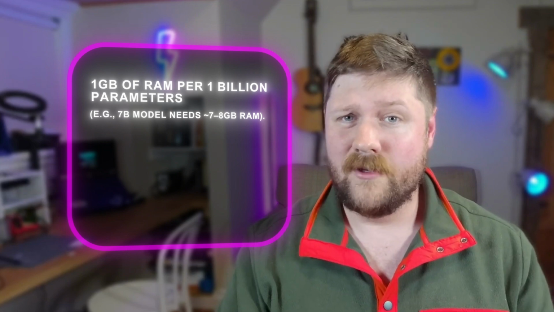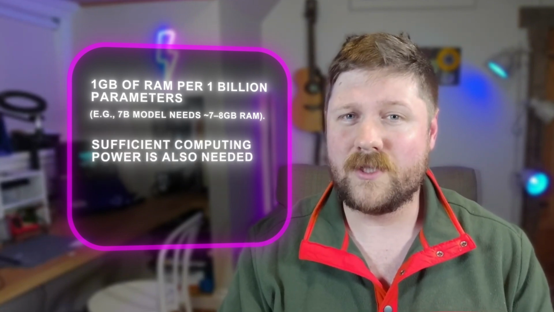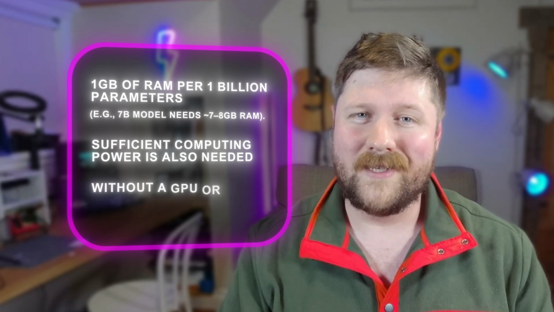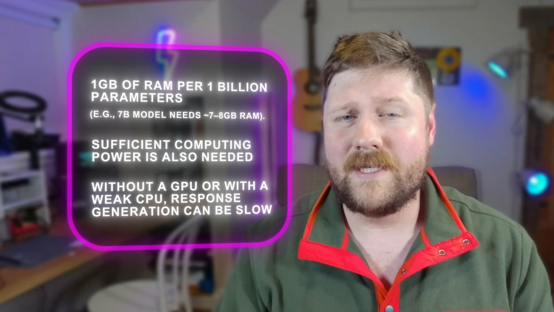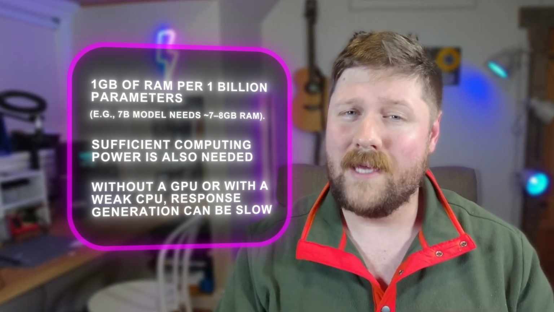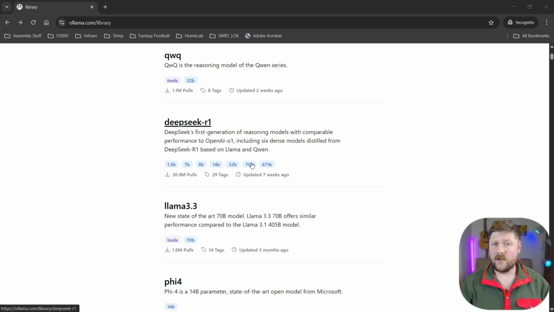In addition to that, you'll need enough computing power to be able to process the responses. So if you are running something that does not have a GPU or has limited computing power in the CPU, it can take quite a while to generate those responses. Some models are trained and tuned to do specific tasks better. For example, some models are very good at coding, whereas other models are better at chatting. In our example, we're going to want to use a model that is good at chatting.